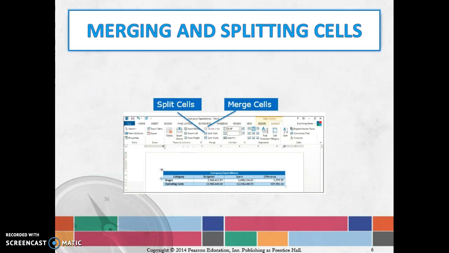Then we can also do merging and splitting of cells, so you can put them together. If you look at the header here, you will see how this went all the way across. That's merging. They took all of these cells, the 4 cells that were separate, and made them all one, so that the header went all the way across. That's what we're talking about when we talk about merging cells.